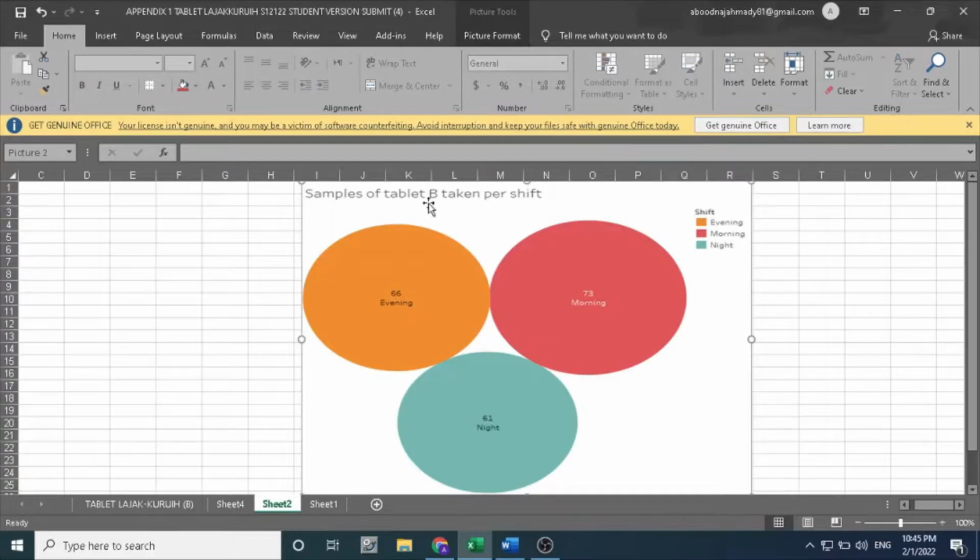From this graph, we can see all the samples taken per shift. The highest number of samples taken from a shift is from the morning shift, which is 73 samples, followed by 66 samples from the evening shift and 61 samples from the night shift.